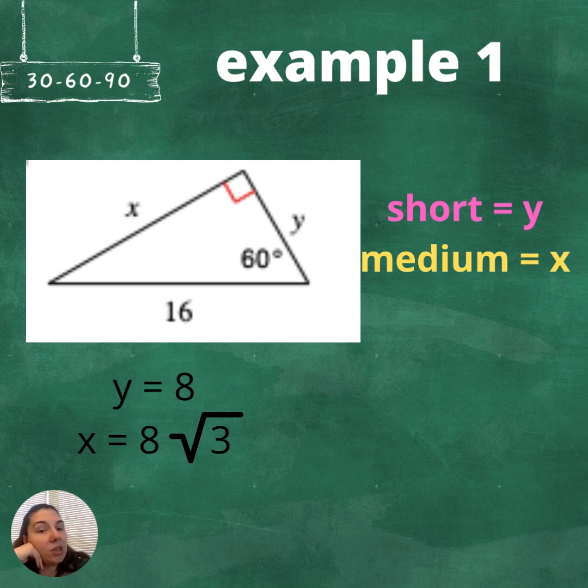So what you would want to do first is solve for the short side, which again is y. Hypotenuse divided by 2 is the short, so 16 divided by 2 is 8, so y is 8. And then you'd want to take that value, so since y is the short side, you would multiply by radical 3 to get to the medium length. So 8 times radical 3 can't be simplified any further, so it's literally 8 radical 3. So y is 8, x is 8 radical 3.